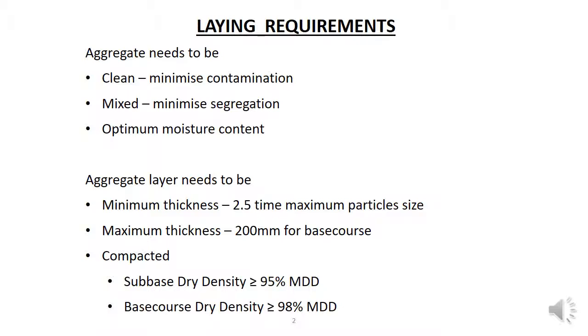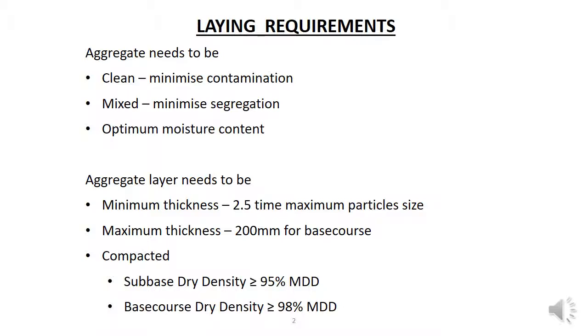TNZ B2 also sets a maximum thickness of 200 millimeters for the base course material to ensure the full layer is compacted. If the base course has more than 200 millimeters, then it would need to be laid in several layers, with each layer being compacted and tested before the next layer is laid. This may not be a problem with base course, but for subbase, the layer may need to be thicker than 200 mils, so it may need to be brought up in several layers.